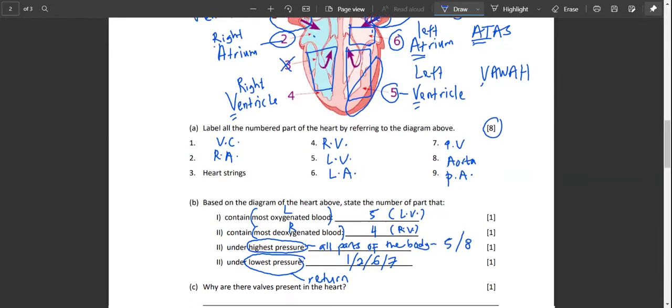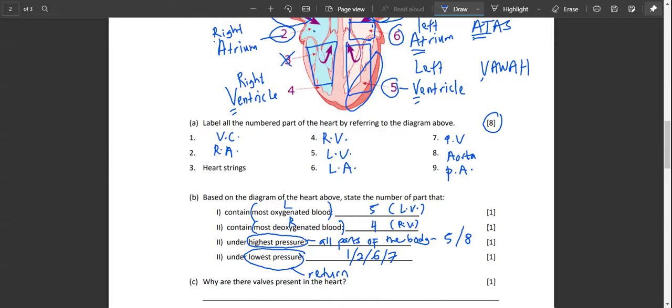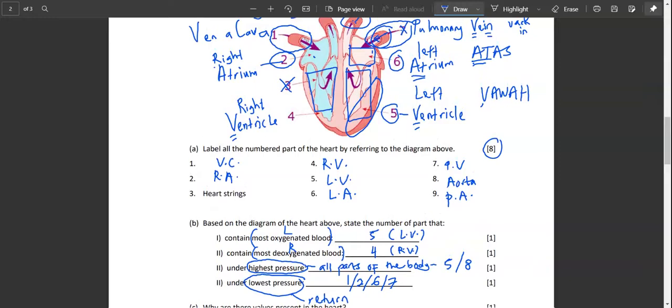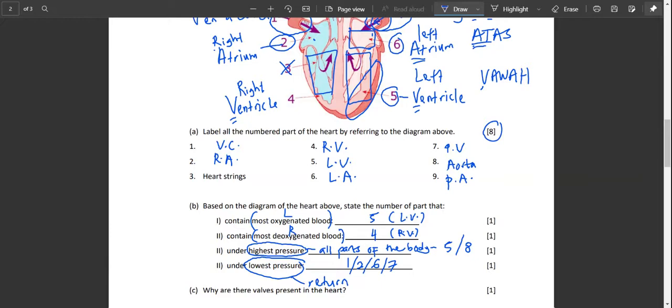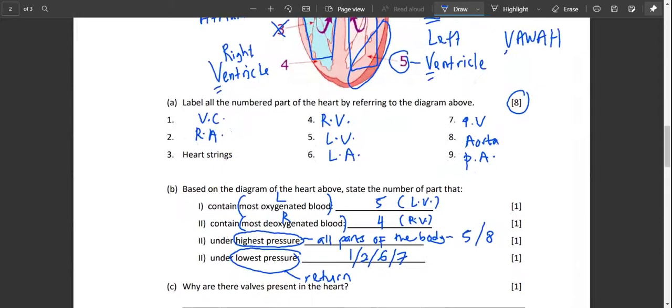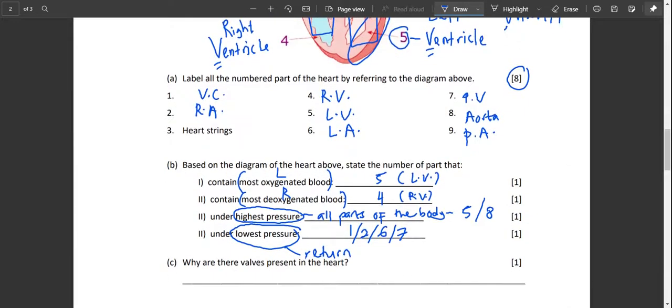Next question. Why are the valves present in the heart? There's a lot of valves there. There's 4 valves, and I told you guys it acts like a door. And some students answer because it is a door. No, that's not what I mean. Those are symbolic. And the valve is to make sure blood flows in one direction only.